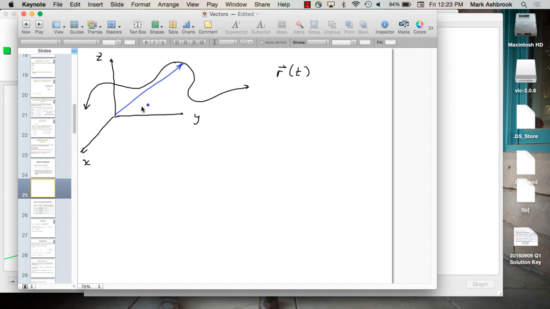So that's, say this is r of 3, okay? So when your input value is 3, you get this point, or that vector. Okay, and then there's also a direction of the curve, right? There's a direction of the curve. So for increasing t, say it's going this way, generally from left to right.